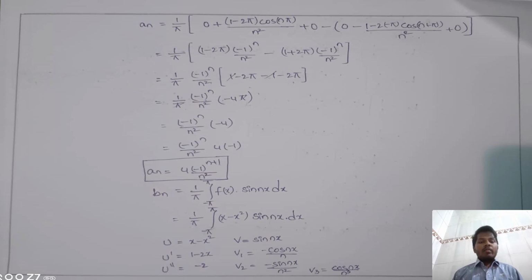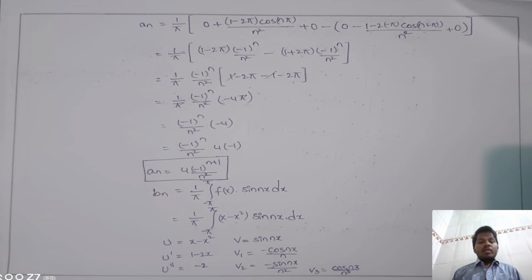So we have to find the bn value in the same way. We have to find the bn value: 1 by pi integral minus pi to pi f of x sin nx dx, that is 1 by pi integral minus pi to pi x minus x square sin nx dx. So we have to apply UV rule here also. The u should be differentiated and the v should be integrated.